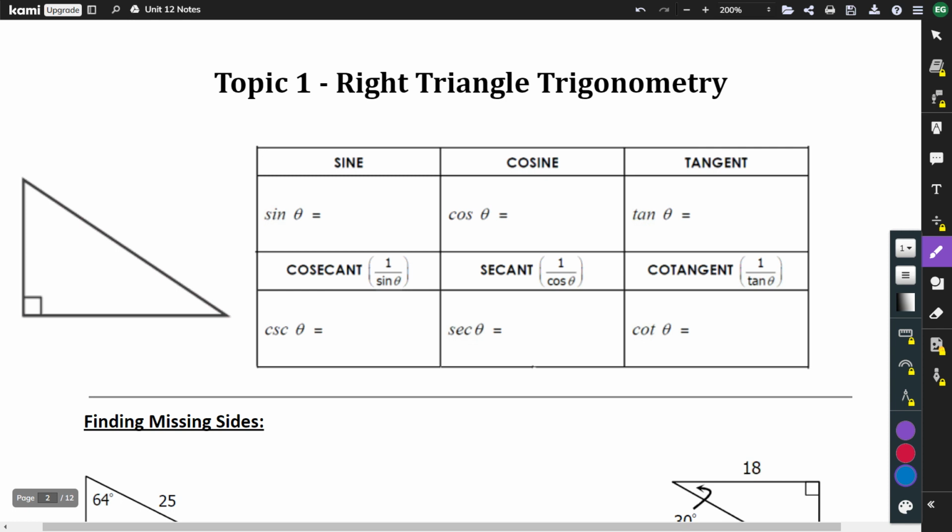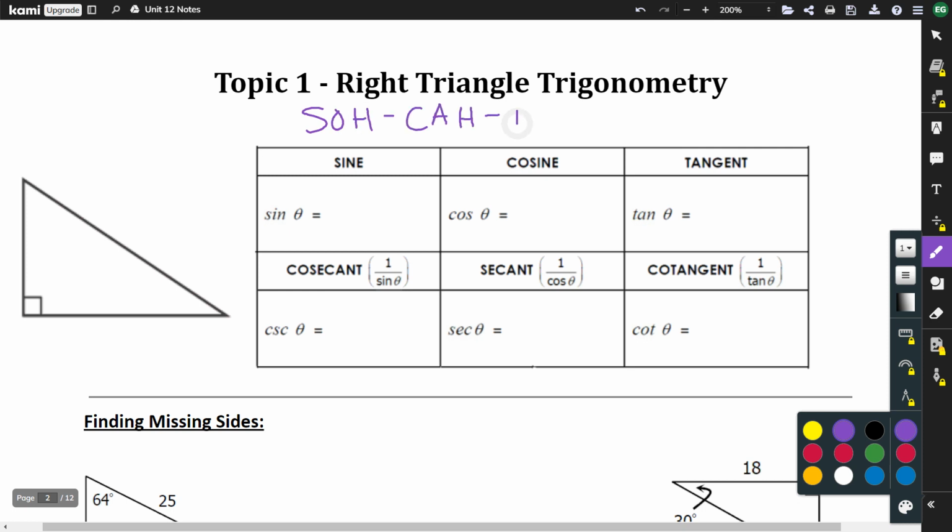All right, everybody, this first video is going to go over the basics of SOHCAHTOA and right triangle trigonometry. We're going to try to keep this one short since this is stuff you have already learned before. So the big thing with SOHCAHTOA, which I'm sure you remember that phrase, the whole point of SOHCAHTOA is to help us remember which sides go with which of the trig functions.